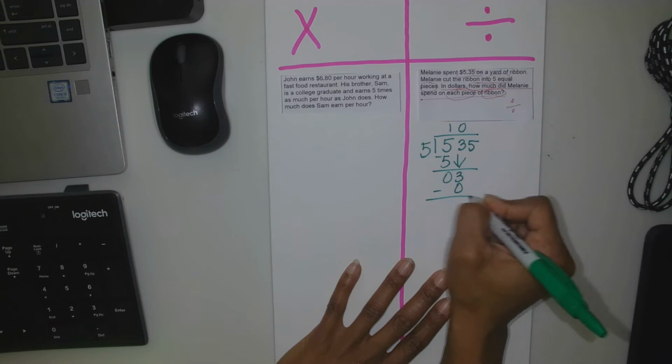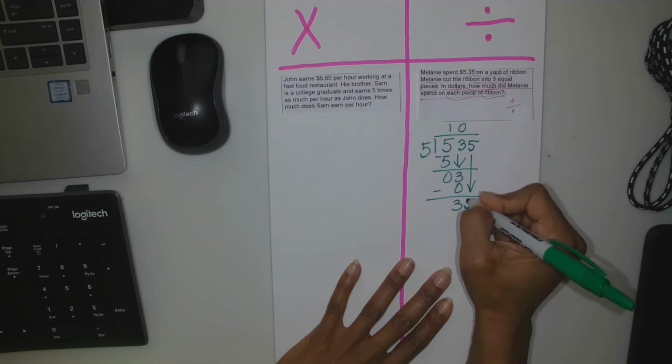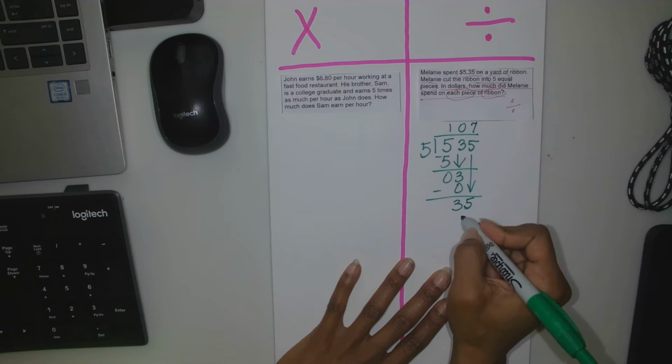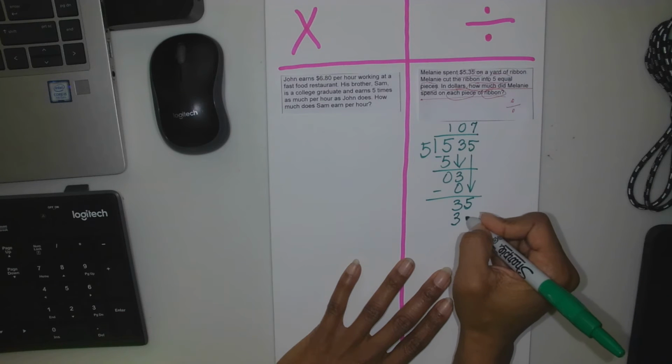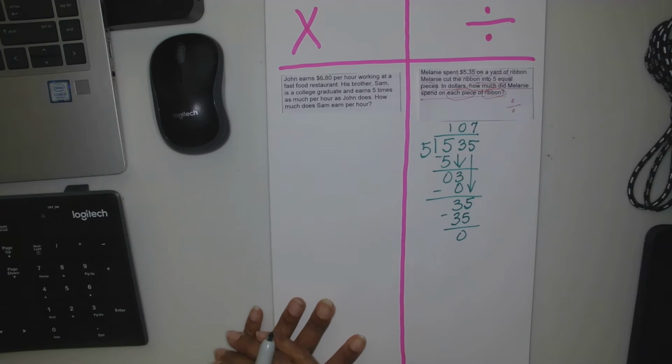0 times 5 is 0. 3 is the difference. Bring down my next digit, which is a 5. I can make 7 groups of 5 out of 35, and 5 groups of 7 is 35, leaving me with 0.